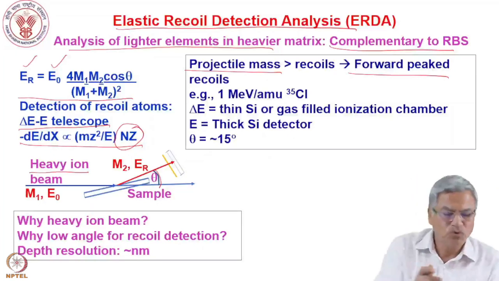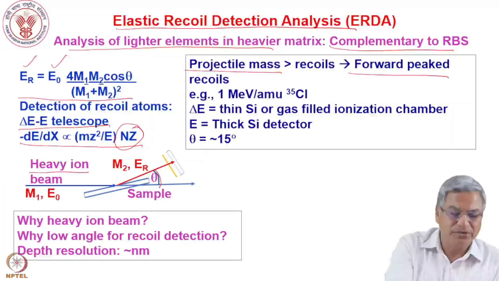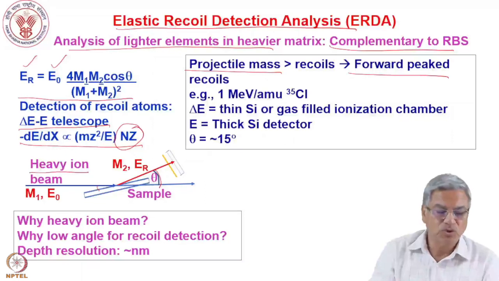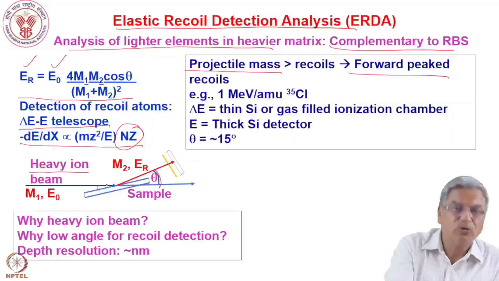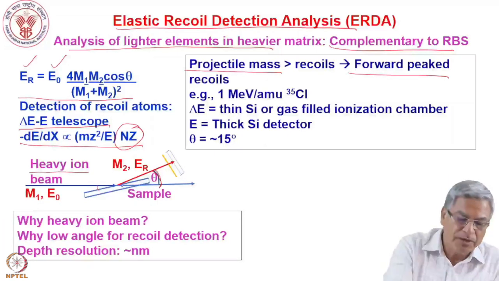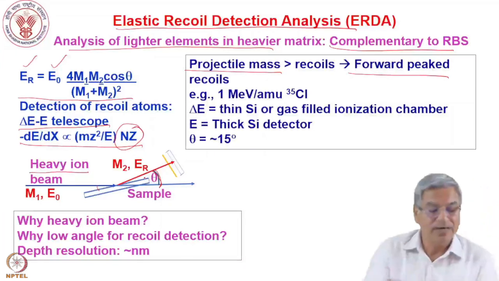So what you want to do is put the target in a glancing position, a small angle, maybe 15 or 20 degrees or so. This is called a glancing position. At a forward angle, you measure that. The heavy ion beam is not passing through the target, but the recoils are coming from different depths in the sample.